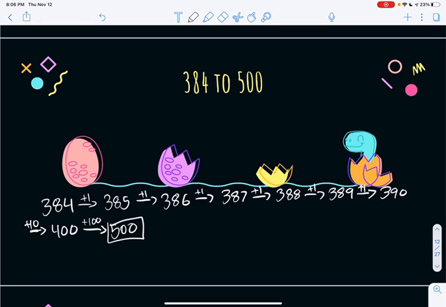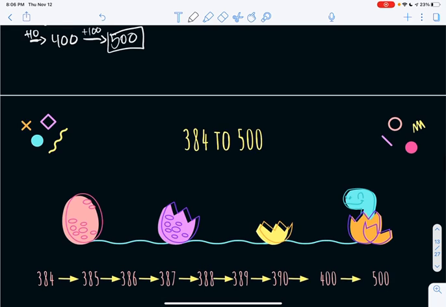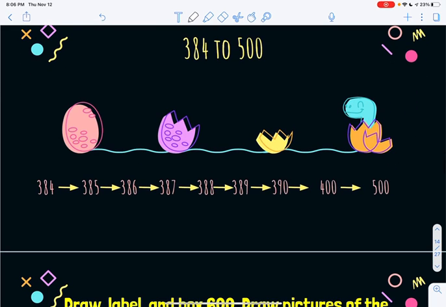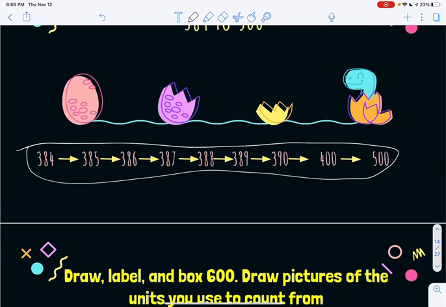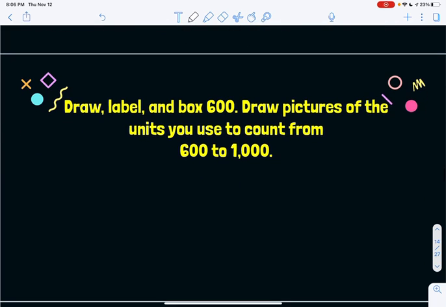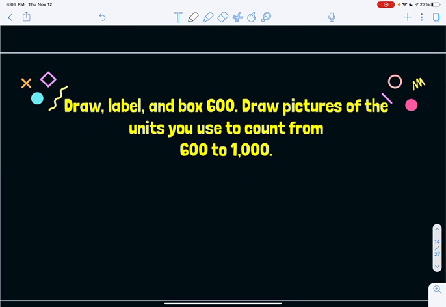All right. And as you can see, the example did exactly what I did. Great. Okay. Now we're going to draw and label in box 600. We're going to draw pictures of the units we use. So I like place value blocks. So we can use a 1 for that. This is a 10. And this would equal 100.